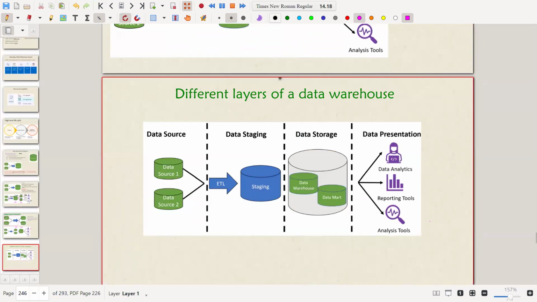So data mart. What is our concern here? At least you should know a few technical terms. That is, what is a data mart? What is a data lake? What's the difference between them? Which one to use when, right? And how the different layers of a data warehouse work.